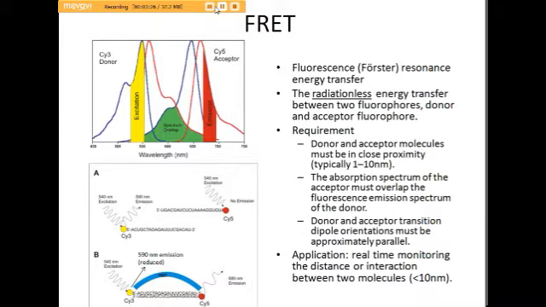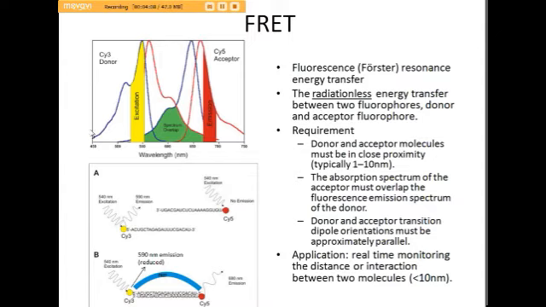Now let's look at a FRET. FRET stands for fluorescence resonance energy transfer. Sometimes it is also called Förster resonance energy transfer. It is a type of radiationless energy transfer between two fluorophores. One fluorophore is called the donor, and the other is called the acceptor. FRET always involves two fluorophores, a donor fluorophore and an acceptor fluorophore. The energy transfer is direct from donor to acceptor without involving photons or other types of energy.